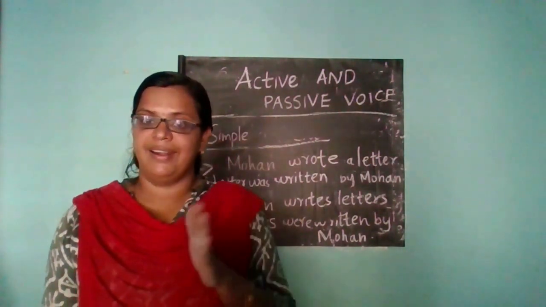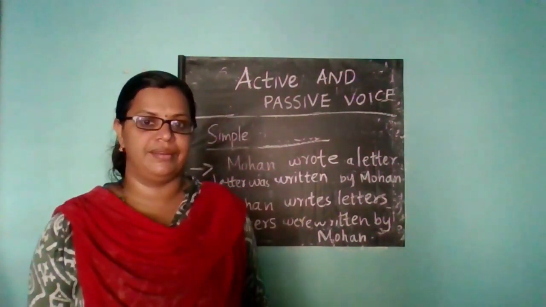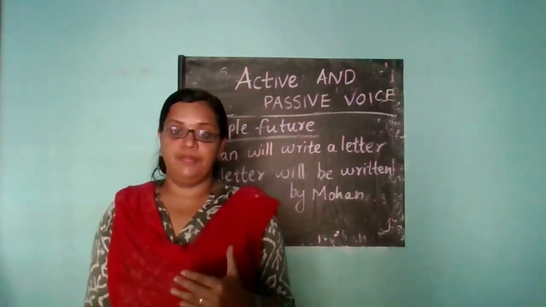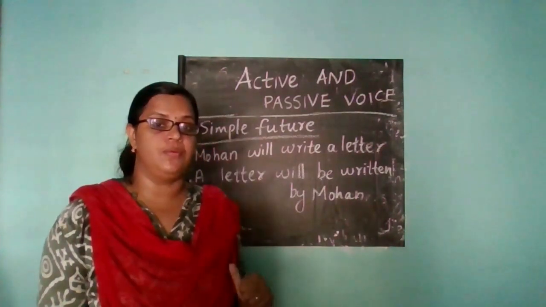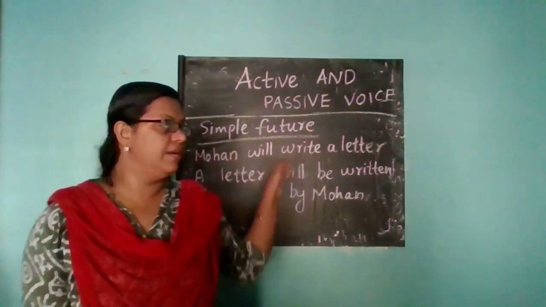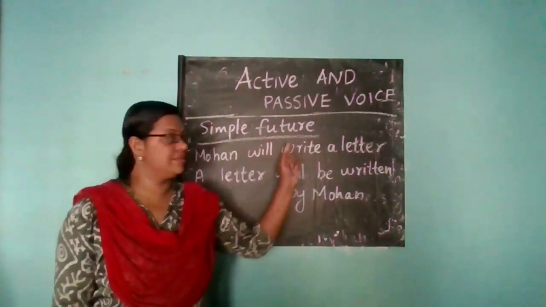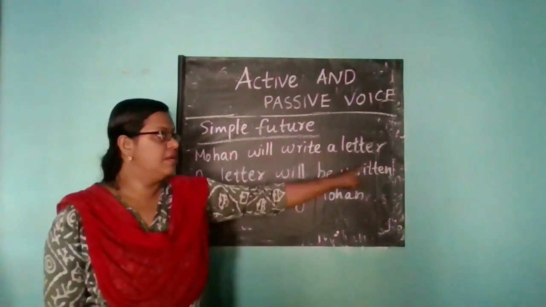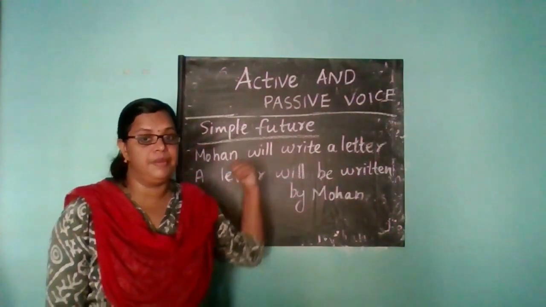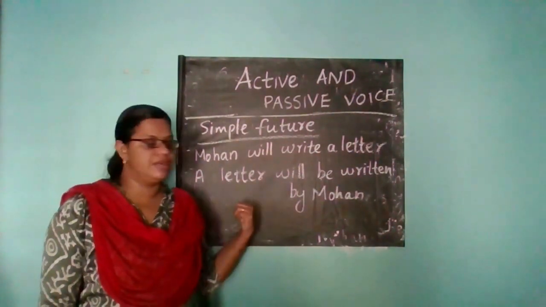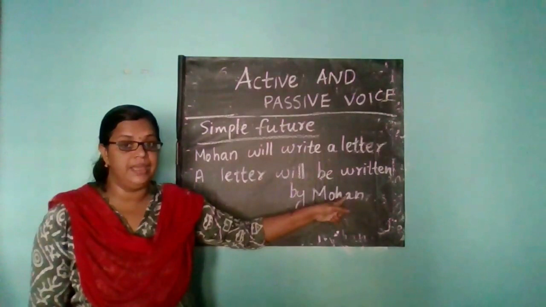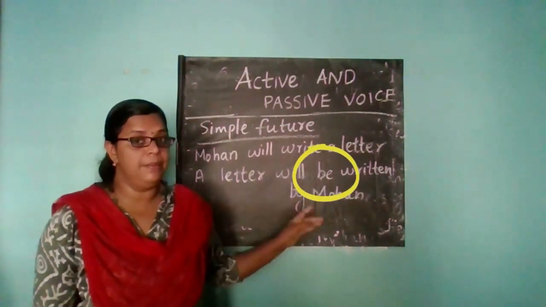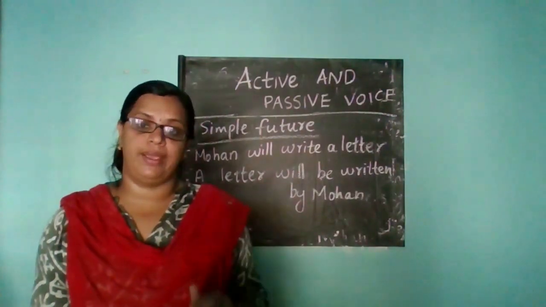Letters were written by Mohan. Clear? If the verb is in simple future, how will you change into passive? Say this example. Mohan will write a letter. Will write. Simple future. Take the object, a letter, and keep it in the subject place. A letter will be. Okay, this keyword you have to add. Will be written by Mohan.